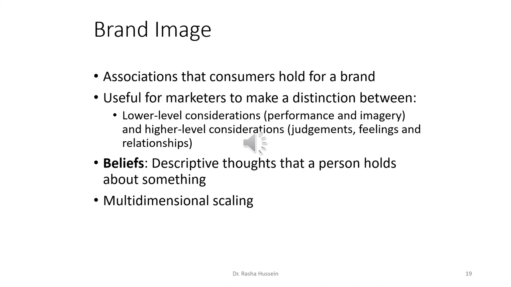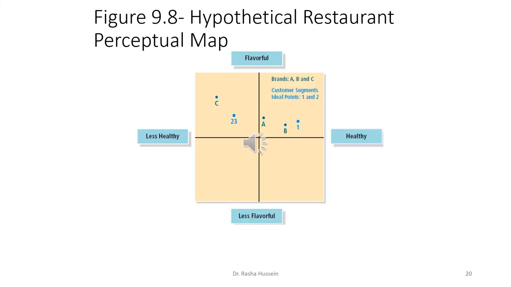They highlighted that brand A is trapped in the middle. It comes in the middle between B and C. So either brand A should improve the health of the food in order to become a competitor to brand C, or it improves the flavor in order to be a competitor to brand B. This is a hypothetical restaurant perceptual map, figure 9.8, page 345.